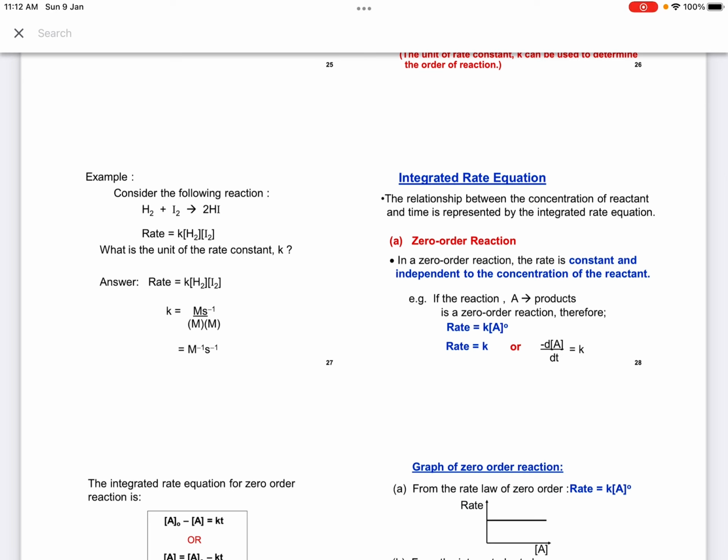Okay, consider the following reaction. H2 plus I2 produces 2HI. Rate equals k [H2][I2]. What is the unit of the rate constant k? So the unit of rate is molar per second. The unit of concentration is molar. Because we have two species, H2 and I2, molar to the power 2. When we simplify, we get per molar per second.